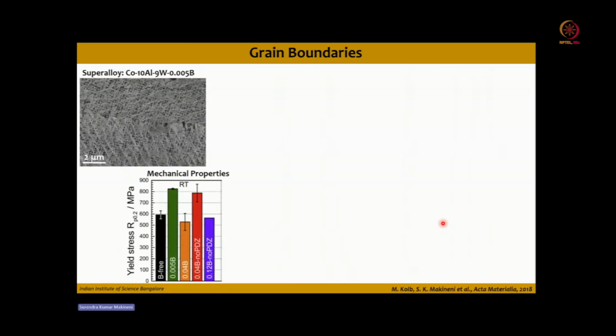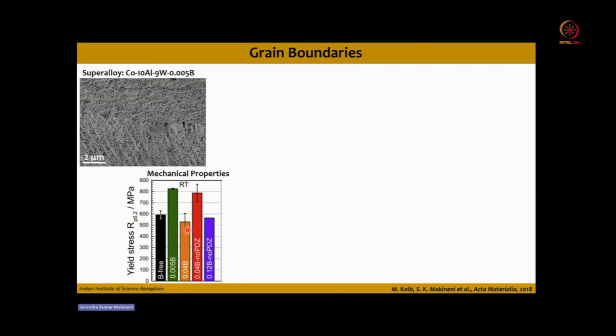I will give you another example of grain boundary. This is a superalloy with a gamma gamma prime microstructure. If you add 0.005 boron of that particular composition at the boundary, the yield strength increases significantly, by 200 MPa compared to the boron free alloy. However, if you increase the boron content beyond that, up to 0.04, the strength also reduces. So the boron is doing something at the grain boundaries.